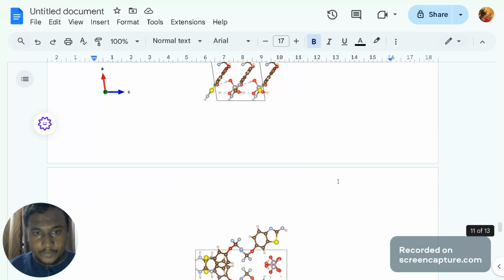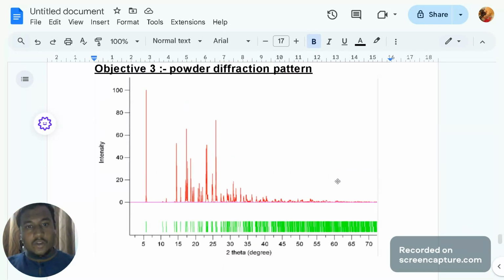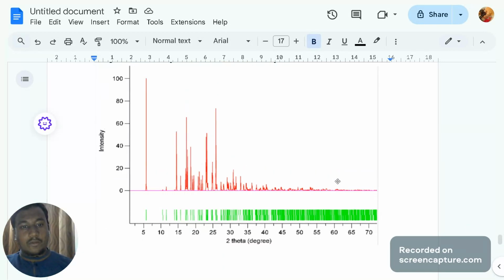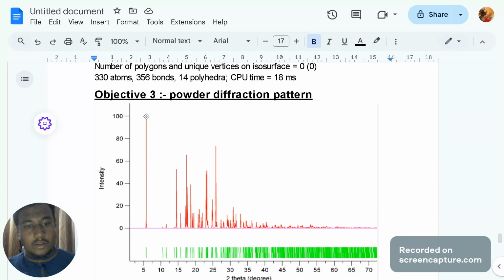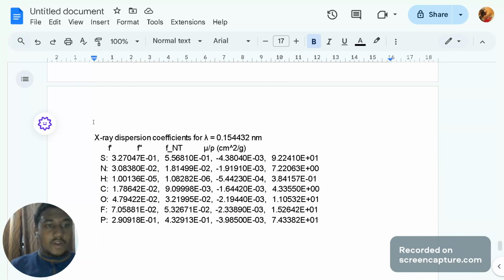And the objective 3, which is the powder diffraction pattern. Here there are multiple peaks, some moderate peaks also, and there is a sharp peak at the beginning at nearly 6 degrees. This is plotted with 2 theta versus intensity. The intensity maximum is at the beginning only. So the X-ray dispersion coefficients are also obtained and are stated here.